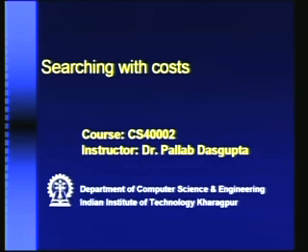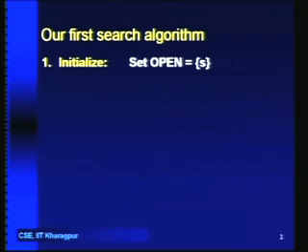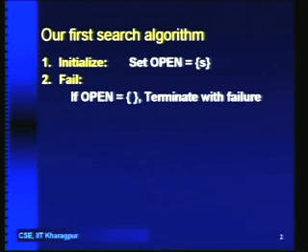Today we will start with the next chapter on searching with costs. In the last class, we studied the first search algorithm, which was as follows. We start with initialize and we maintain a list called open. We put the start node in S, then if we find at some point of time that open is empty and we have still not found the goal, then we terminate with failure.